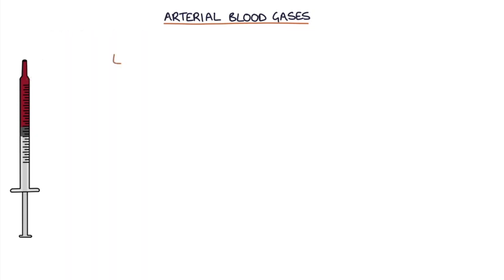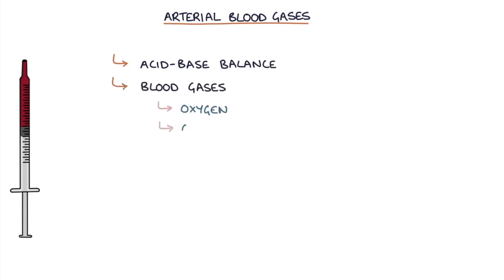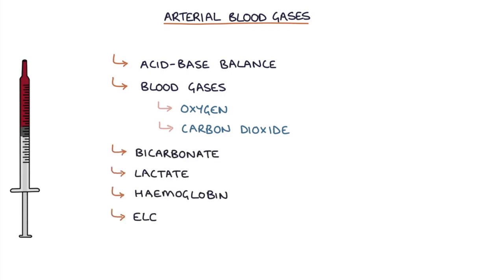ABGs give useful information about the acid-base balance, the blood gases, for example the oxygen and carbon dioxide in the blood, the bicarbonate, the lactate, the hemoglobin, and the electrolytes.